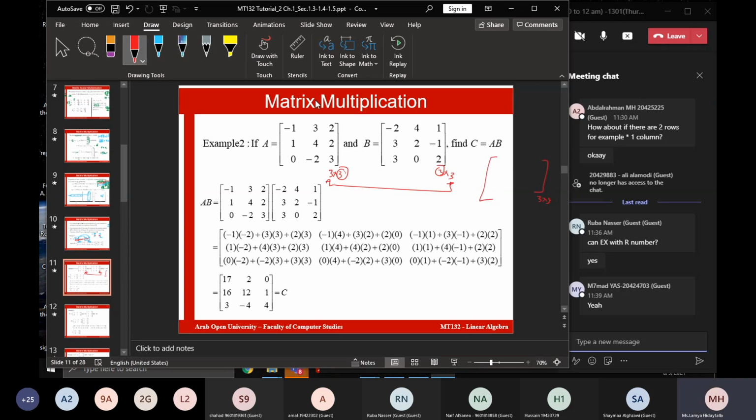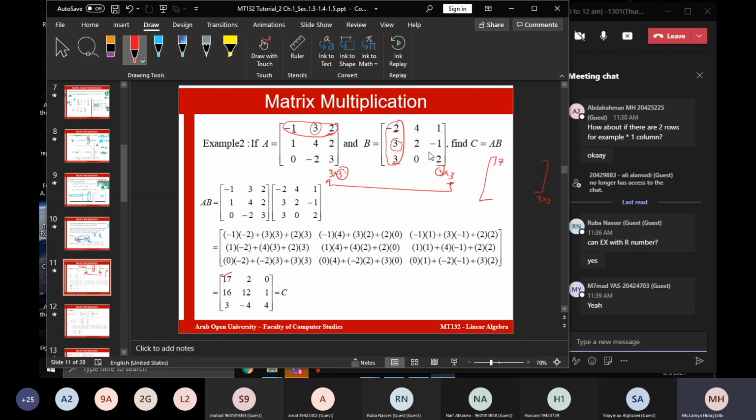So I do the same. We take the row with the first column and get the value. Okay, that is minus 1 times minus 2 plus 3 times 3 plus 2 times 3. Add them up, get the result. You will find that it is 17. So you put it like that here.